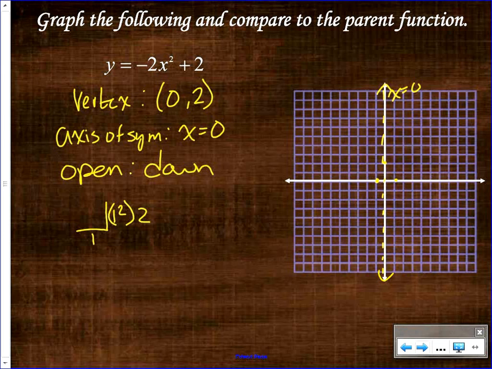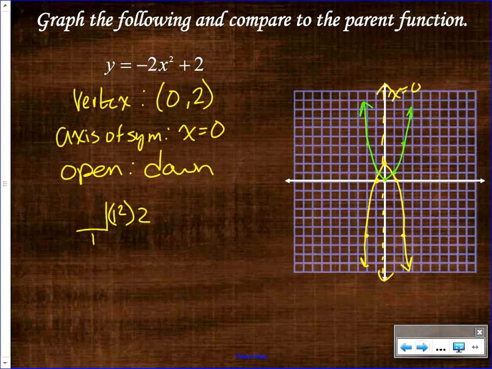If I go over 2, how far am I going to go down? 8. Very good. 4 times 2, which is 8. Good. Over 2, down 4, 6, 8. And then I'm going to draw in my graph. Okay, great. There's my parent function, and there's my graph.